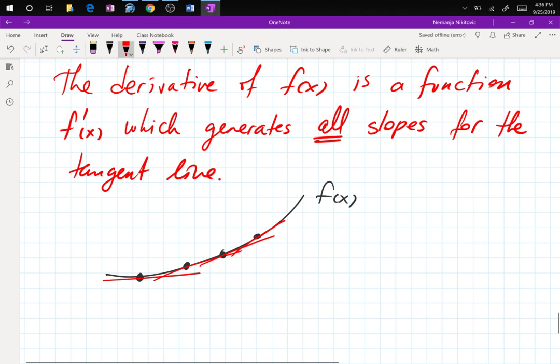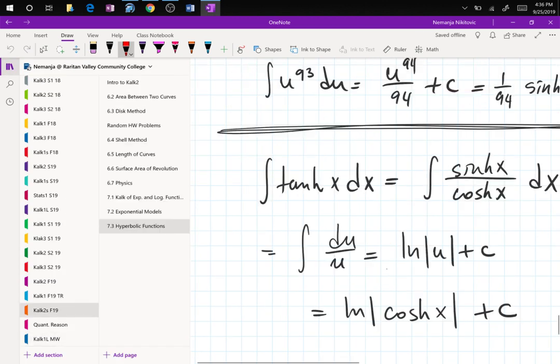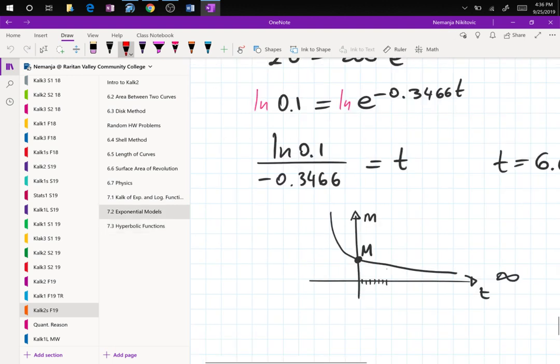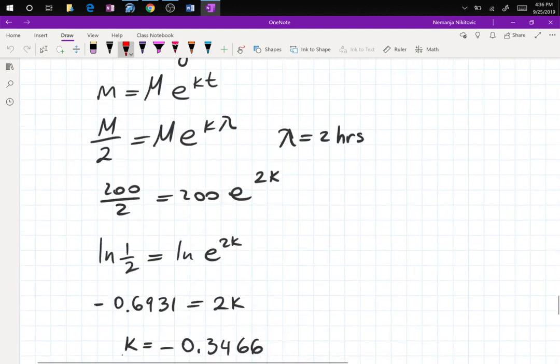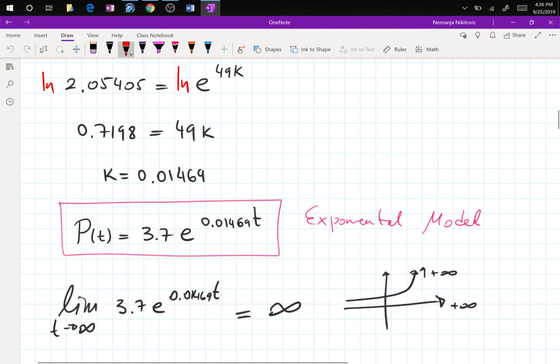I work on a particular problem in my Calc 2 class. We talk about the population, right? And generally I pick population of humans, right? So if we go and jump real quick into Calc 2, exponential function, exponential model, we can take a look at this population thing. Here we go.